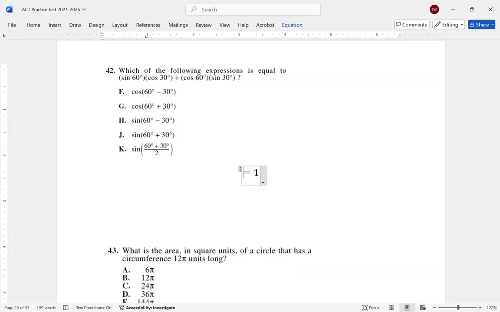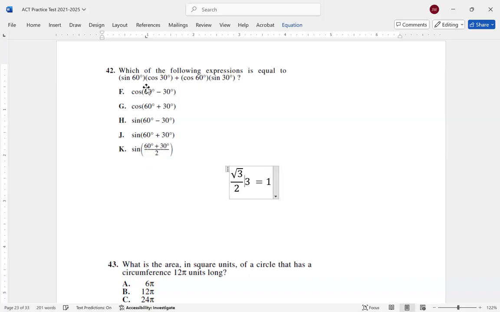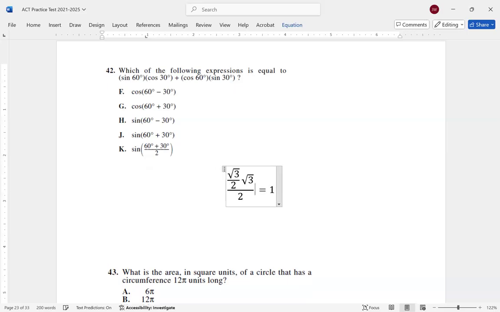Now, the reason it's 1 is because of understanding how, excuse me, the unit circle works. Sine of 60 degrees is actually the square root of 3 divided by 2. Cosine of 30 degrees is also the square root of 3 divided by 2.